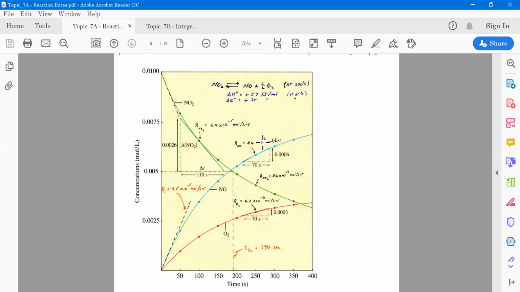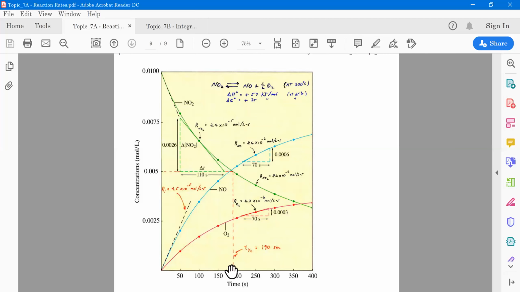And if you now compare that to the same point for the O2 curve, and again get the slope here, it turns out to be 4.3 times 10 to the minus 6, which, as it must be, is exactly half the slope of the NO concentration increase, because the two are in a 1-to-1/2 ratio, and so they must be like that.